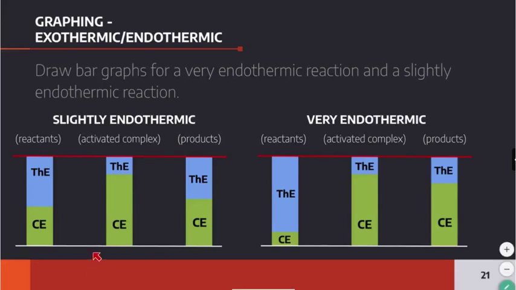Looking at the slightly endothermic, we've got on the left side, the chemical energy does rise going from the reactants to the products, but just by a little bit. And if the chemical energy rises by a little bit, the thermal energy has to drop by a little bit, making it just slightly endothermic. Note again, the activated complex chemical energy is higher than both the products or the reactants.